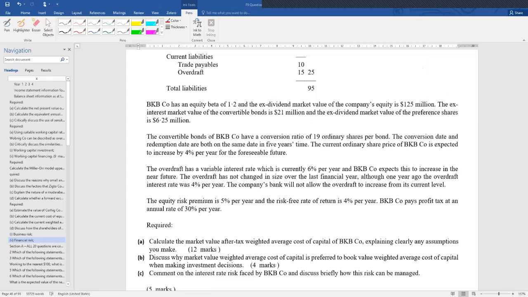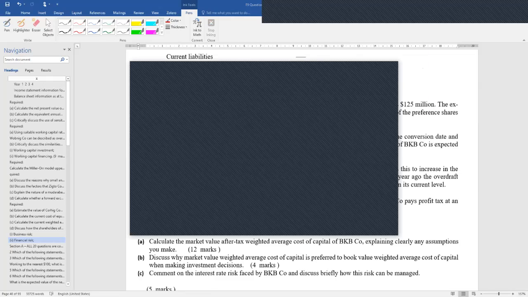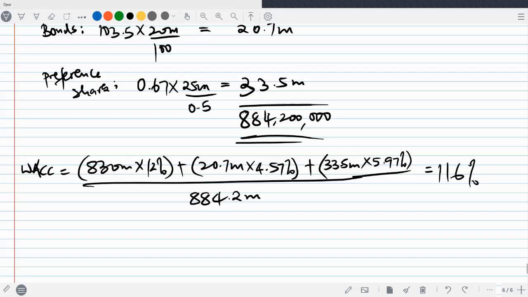Okay, I suppose you have gone through the question and understood what the examiner was requiring from the students in that particular exam. So the requirement is we need to get the cost of capital for this company, explaining any assumptions you may have used along the way.